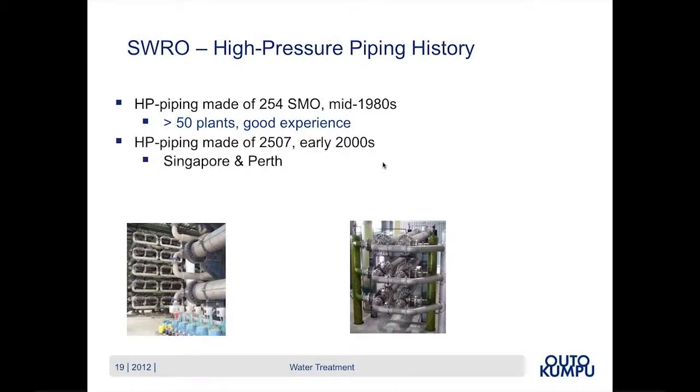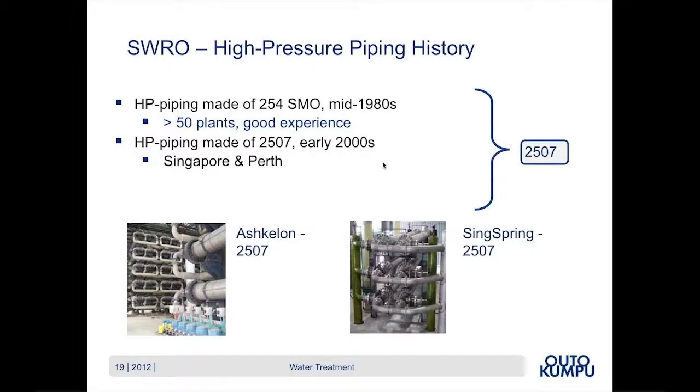Given the high pressures involved in the piping systems of seawater reverse osmosis plants, the higher strength of the duplex grade can be utilized, very often reducing the wall thickness and thus purchasing less material. This makes it a very cost-effective solution. This duplex grade has been employed since the early 2000s, initially in plants in Singapore and in Perth, but since then in a variety of plants and conditions around the world.